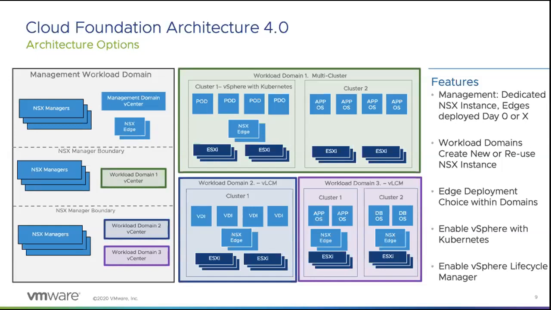Workload domain 2 has one cluster with VDI, and 3 has two clusters, one for app and one for DB. Now, both workload domain 2 and 3 share an NSX instance. And so that shared instance is deployed in the management domain, but each of them will have their individual vCenter. So even those are then deployed in the management domain. So this is primarily to show that you can share NSX instances, whereas for every workload domain, you're going to need one individual vCenter.